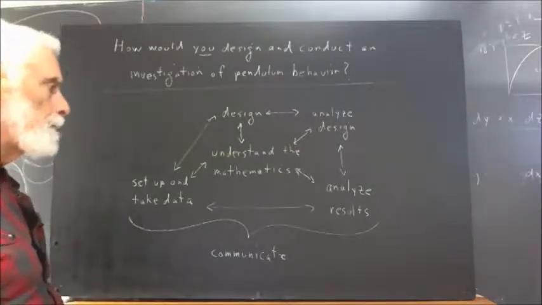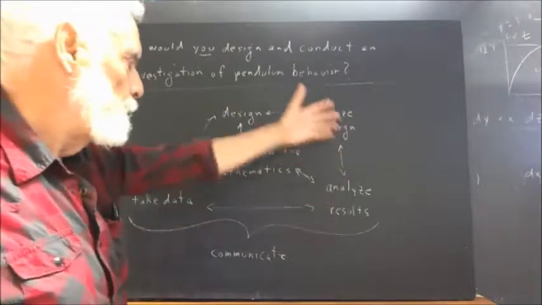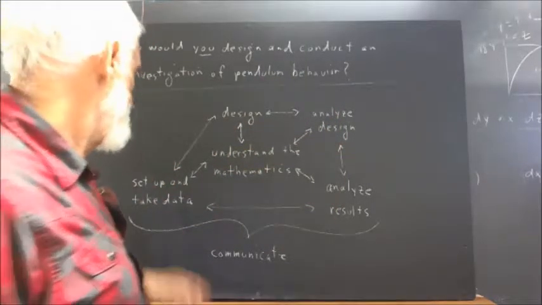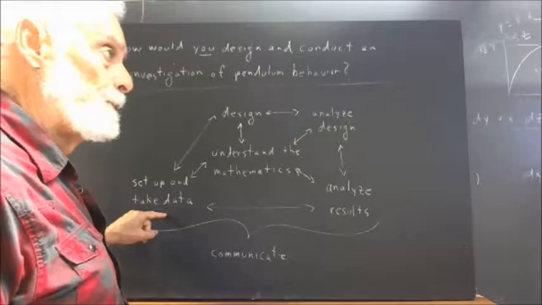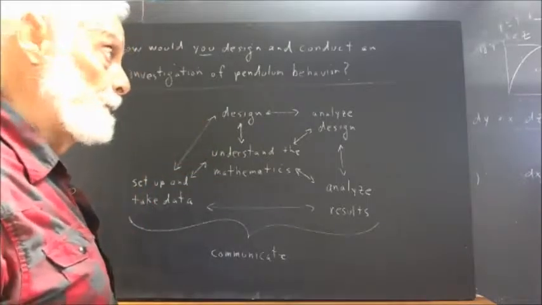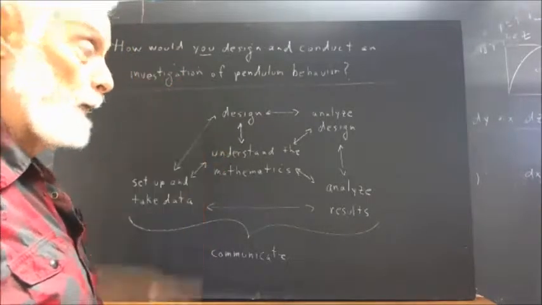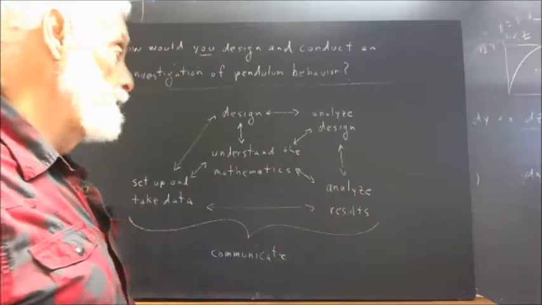Okay, and of course, there's feedback between all of these things. You can run an experiment, set up and take data. Then you think about the mathematics and what it's telling you about the data. You end up understanding the mathematics better, and you end up better able to analyze your results.